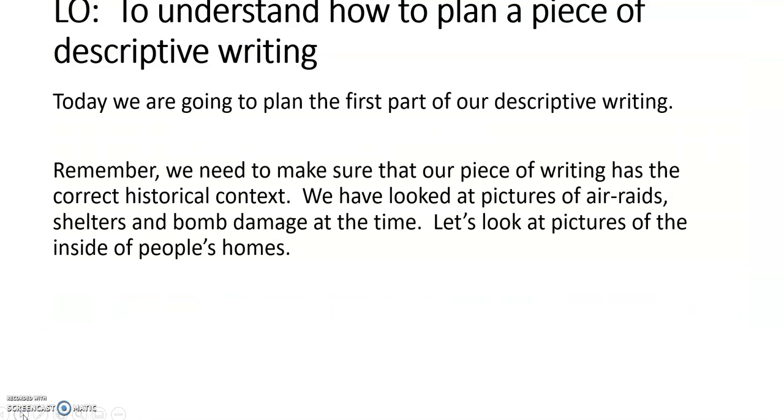Okay, so today we're going to plan the first part of our descriptive writing. First of all, though, remember we need to make sure that our piece of writing has the correct historical context. We've looked at pictures of air raids, shelters and bomb damage from the time, and now let's look at some pictures of the inside of people's houses.